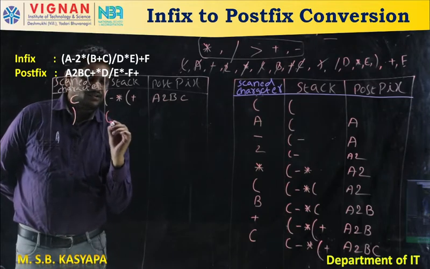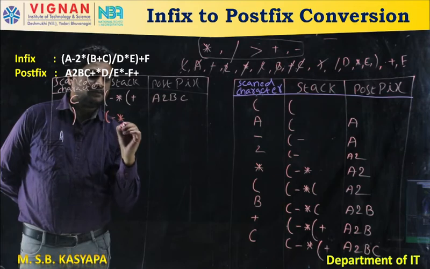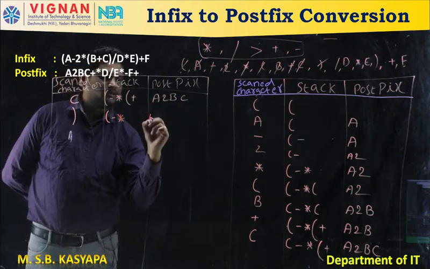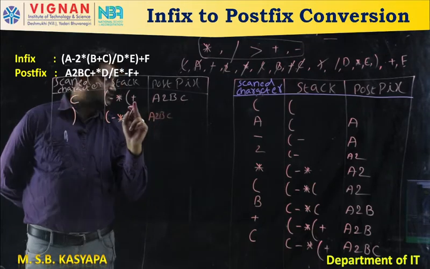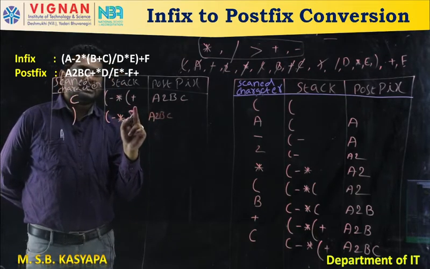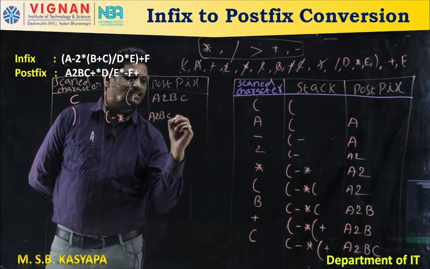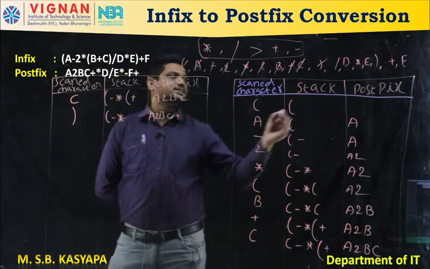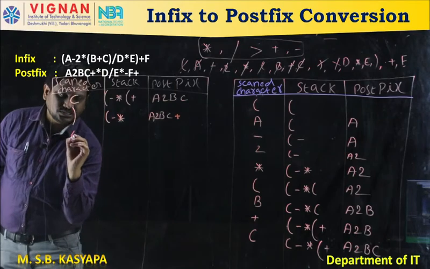Now, the stack will be open bracket, minus, star. Up to this I have to move to the postfix expression. The postfix expression already is A B C. After the open bracket I have only plus, so that plus will be moved here. The next one is the division.